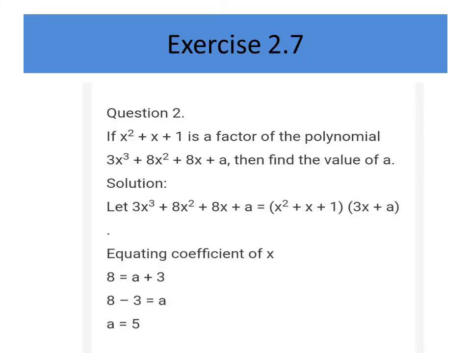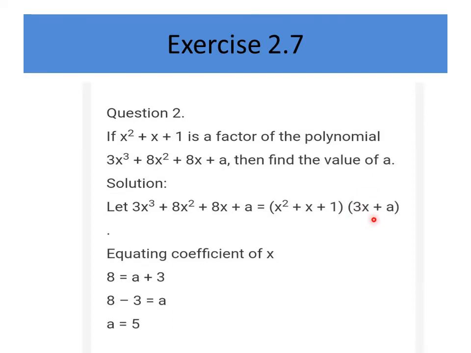The next sum, exercise 2.7, question number 2. If x square plus x plus 1 is a factor of the polynomial 3x cube plus 8x square plus 8x plus a, then find the value of a. Solution. So I wrote this equation first. It is given that this is one of the factors of this one, isn't it? So you can write this polynomial as (x square plus x plus 1), and we have to find the value of a.